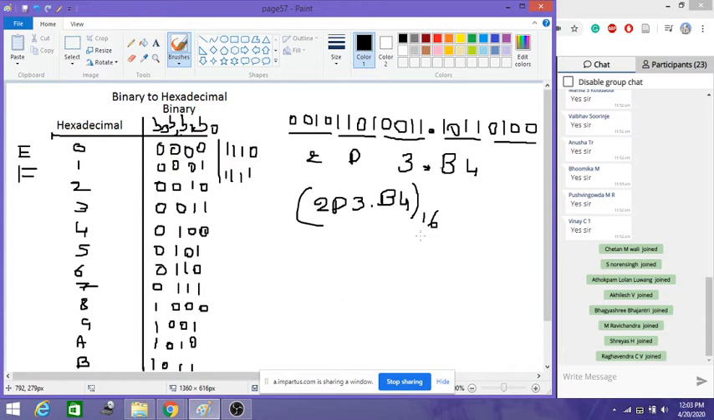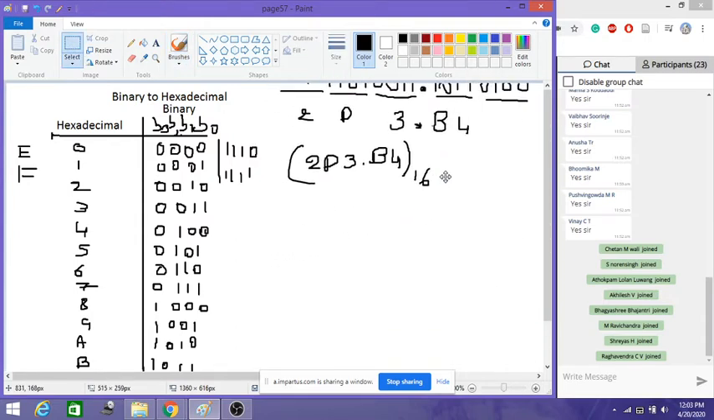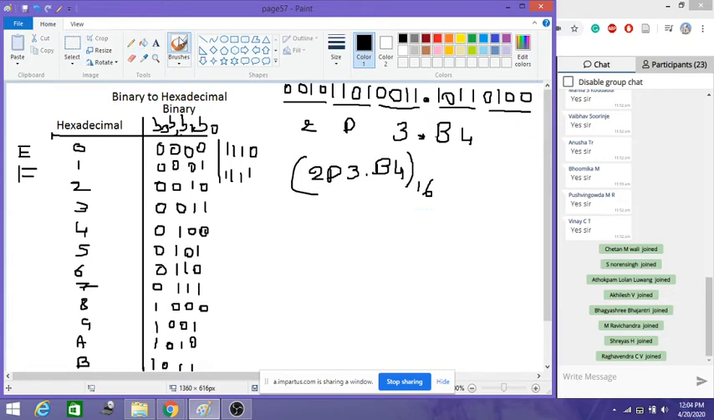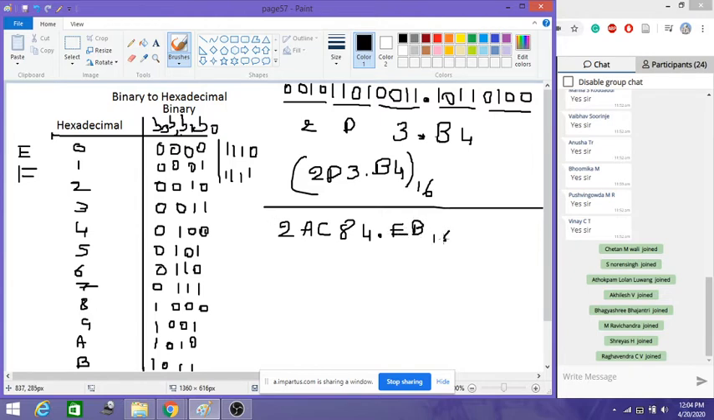If you look at the vice versa case, if you want to convert a hexadecimal number to binary, let us take an example. I'll move this up. I'll take any number, say 2AC84 point EB. This is a hexadecimal number to the base 16, and I want to convert this to binary.